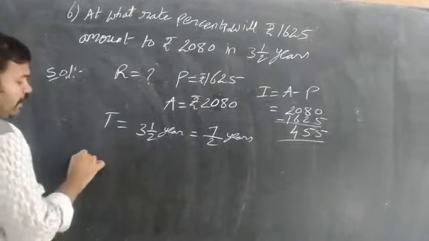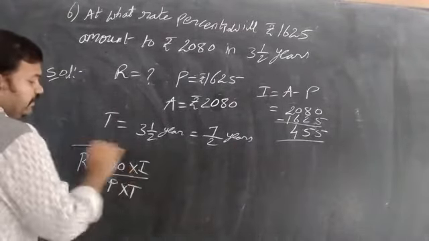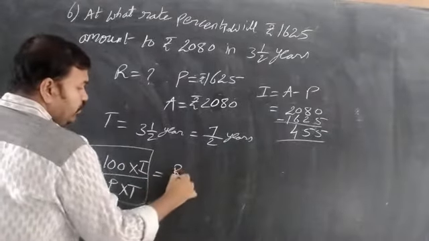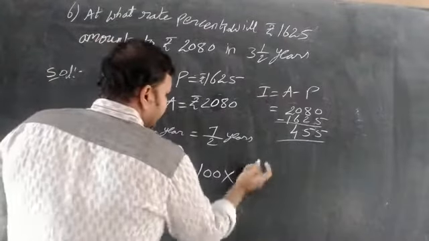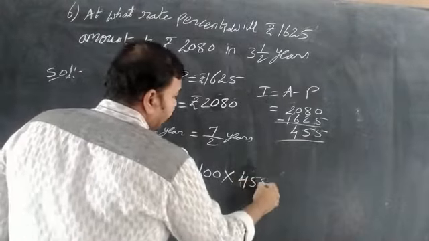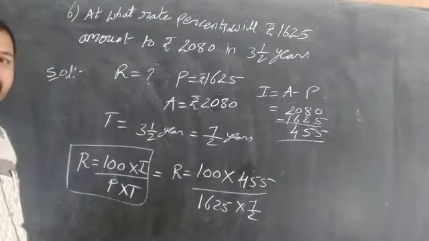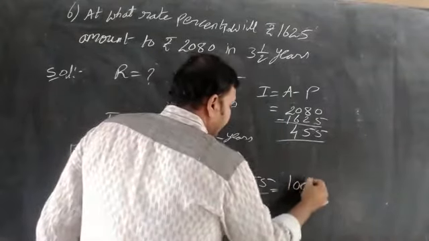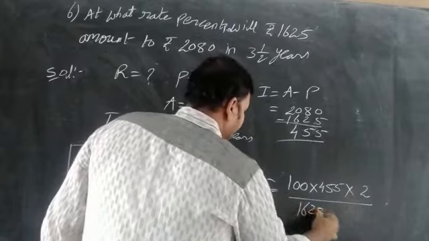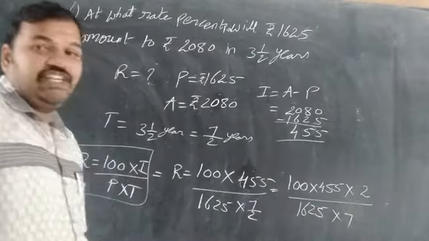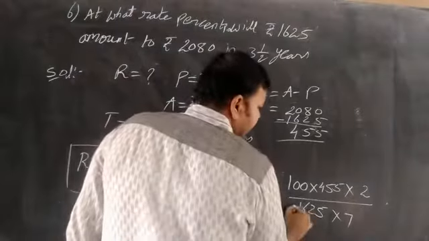So put in the formula: R is equal to 100 into I by P into T. R is equal to 100 into 455 by 1625 into 7 by 2. Writing the reciprocal: 100 into 455 into 2 by 1625 into 7. Cancellation, doing that with 5 table cancellation.